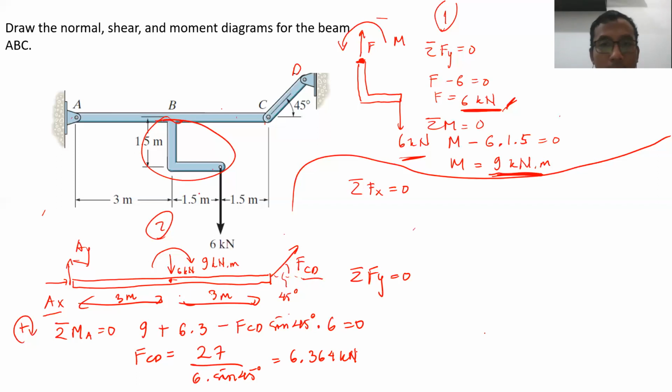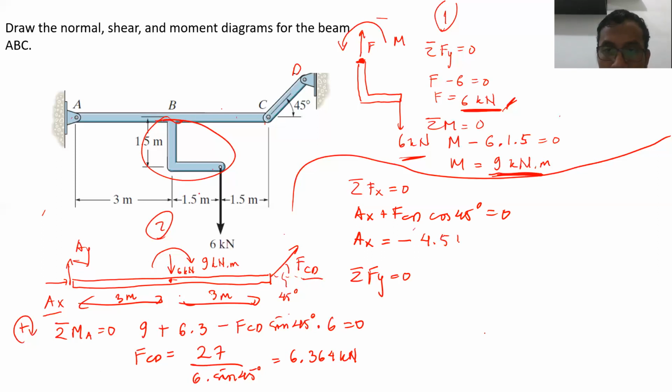Okay. Then using sigma Fx equal to 0, what I will get there is Ax plus FCD cos 45 degrees equal to 0. So I will have Ax equal to minus FCD cos 45 degrees. In this case, it's minus 6.364 multiplied by cos 45 degrees, which is supposed to be 4.5, sorry, 4.5 kilonewton.